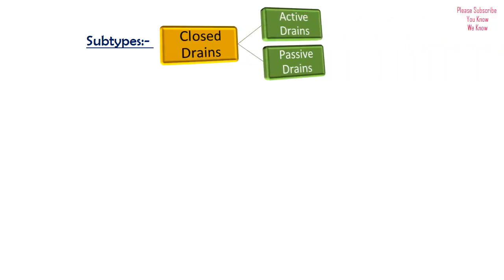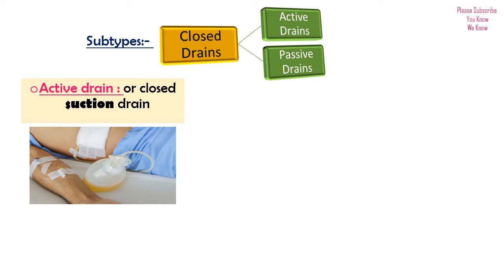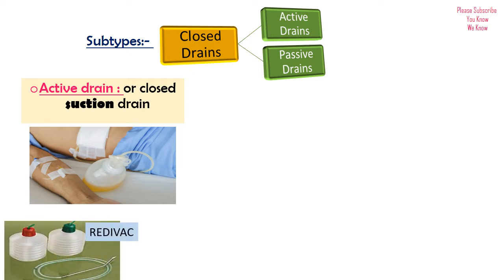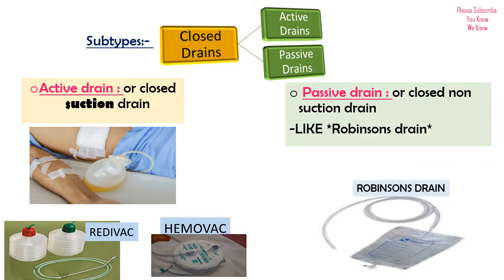Closed drains can be active drains or passive drains. The active drains, or closed suction drains, combine gravity drainage with active suction created by the drainage system. Usually used in the subcutaneous tissue after breast, abdominal, plastic and orthopedic surgery to prevent blood or serous fluid collection. Examples are Redivac and Hemovac.